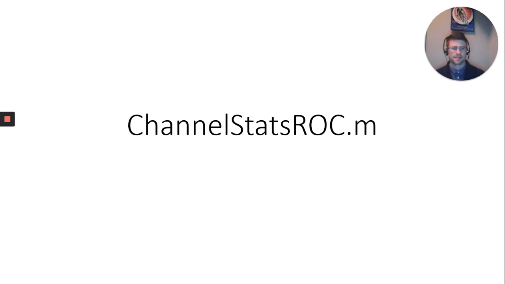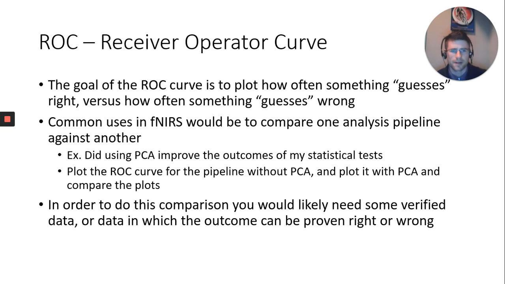Hi everybody, this is a quick run through of the ChannelStatsROC function in the NIRS Toolbox. So the ROC curve, or the receiver operator curve, is basically meant to show how often something guesses something correctly versus how often it guesses something incorrectly. In reality, it's the true positive rate versus the false positive rate.